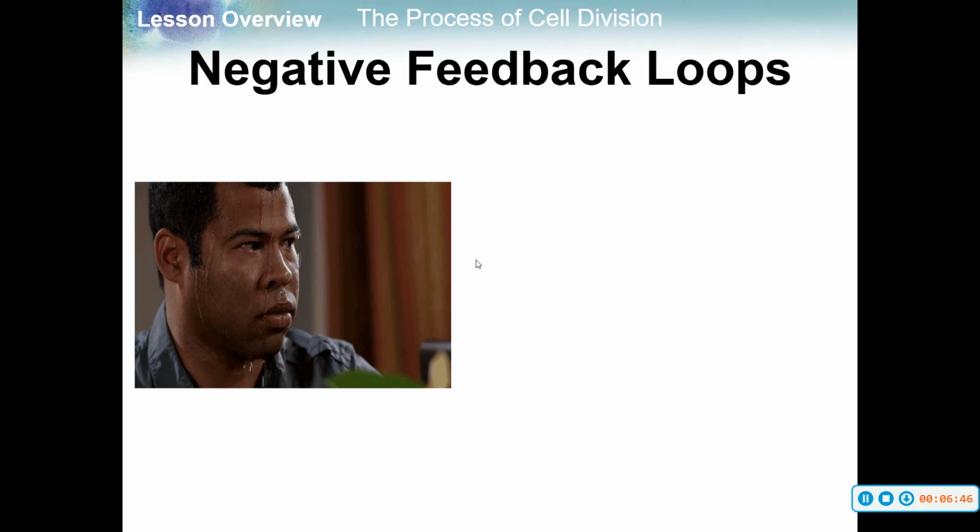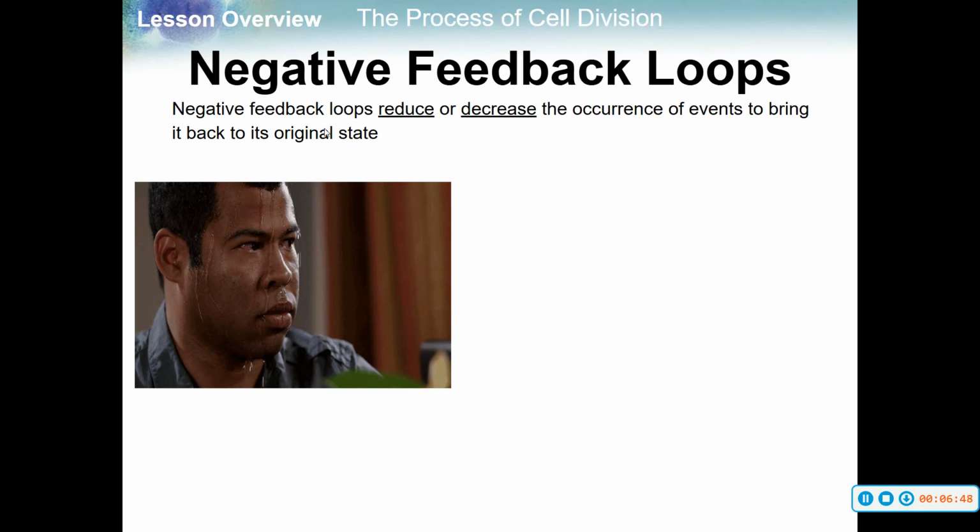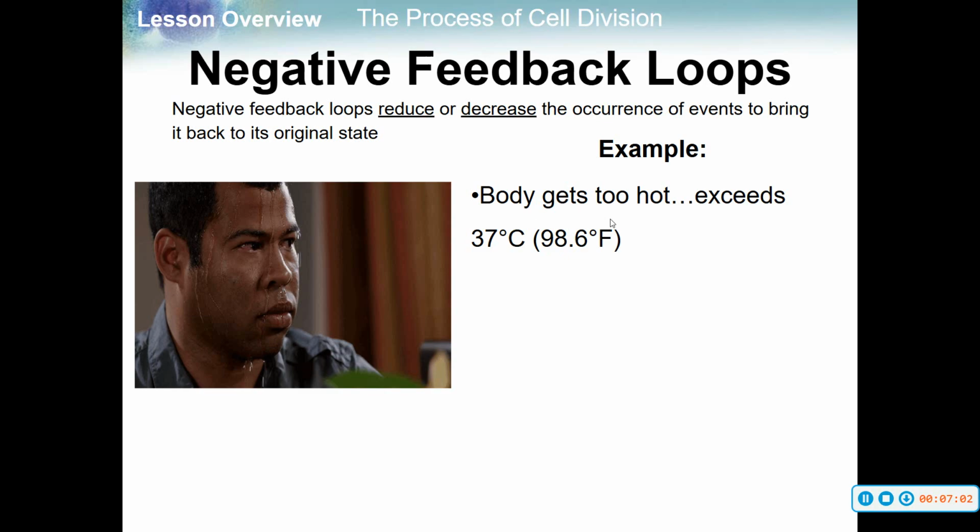Now we have negative feedback loops, where the events that occur are going to decrease some things so that the body or the cell goes back to its original state. So for instance, our normal body temperature is usually 98.6 degrees Fahrenheit. We don't want this temperature to be too high or too low, because then certain chemical reactions in our body are not going to work properly.